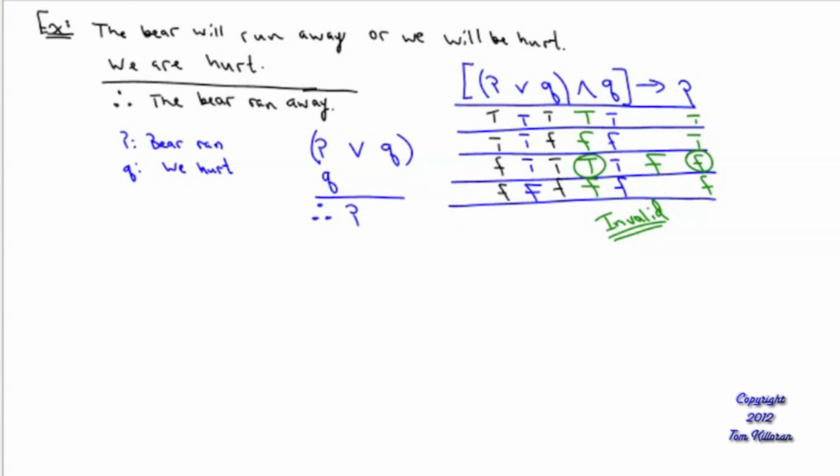Would it have helped if the bear didn't run away? Then this would have been false, false, and this would have been true, true, but then you still have a T and an F. So it's irrelevant whether the bear ran away or not, the argument would still be invalid. Which is kind of cool if you think about it. For example, let me put it in black.